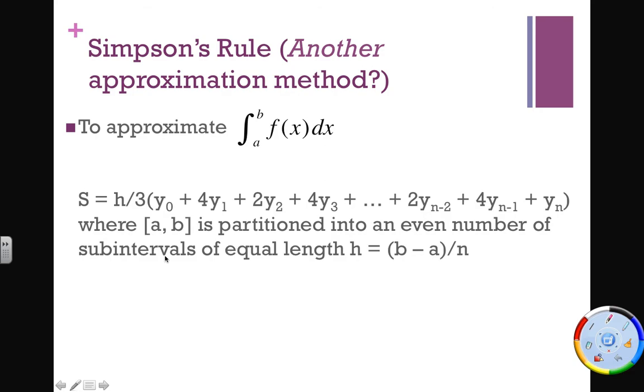Now here's where this one changes. In a trapezoidal rule, you can break it up into any number of intervals that you want. However, in Simpson's Rule, you need to partition it into an even number of sub-intervals. An even number. So you can't do this with a 3. You can't break this into 3 sub-intervals.